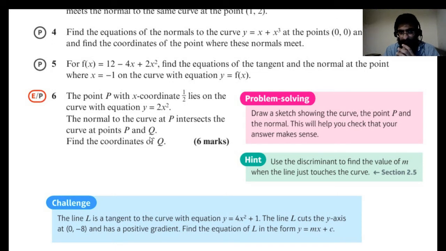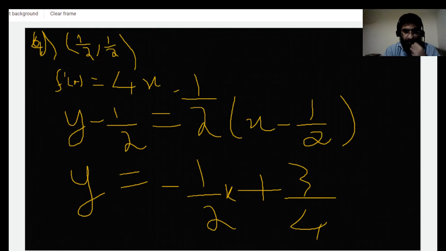Okay? So you put normal is equal to curve. So you put 2x squared equal to the line. If I do that, will I get two values? You will get two values. One will be P and the other will be the answer. One value will be half, then the other value will be Q. That's why I was wondering why I get two values. So this is P and this is half, and then this is Q.